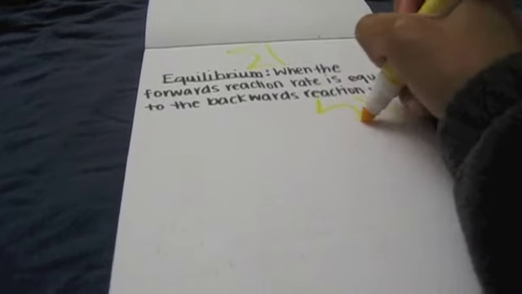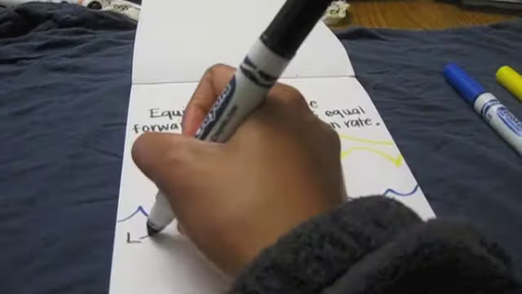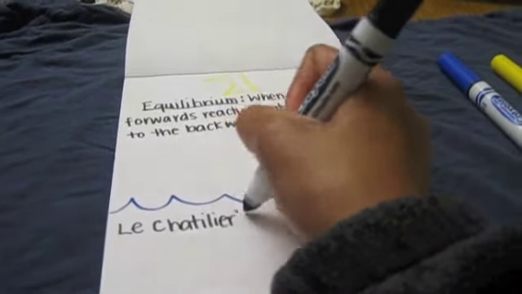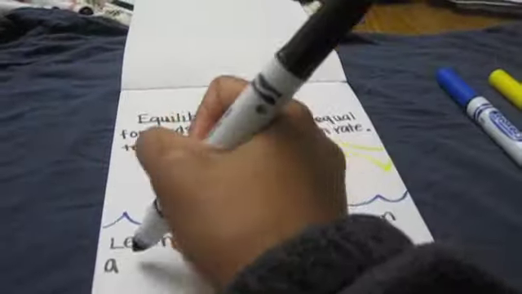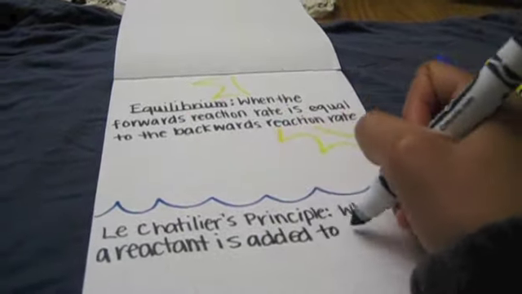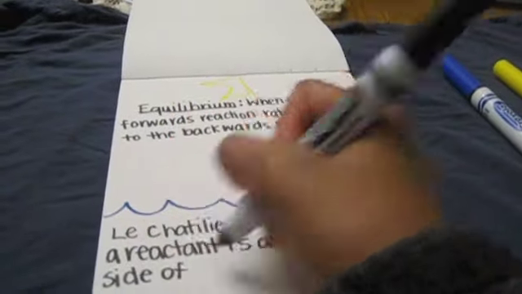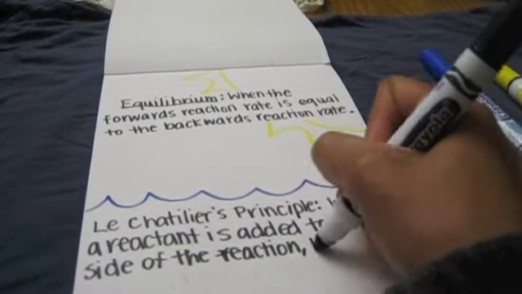When more carbon dioxide is added to the atmosphere, the ocean and the air are no longer in equilibrium. Le Chatelier's principle says that when a reactant is added to one side of the reaction, the equilibrium shifts to the other side. This means that more CO2 will continue to be dissolved into the ocean until it is again in equilibrium with the atmosphere.